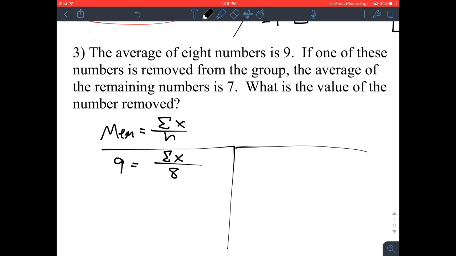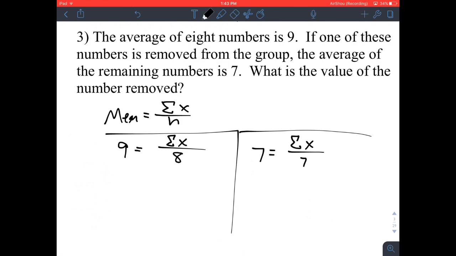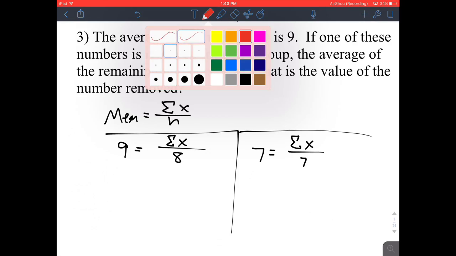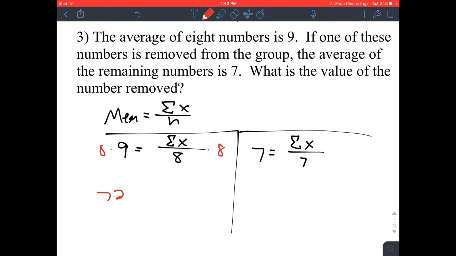So if we take a number out so that we only have 7 numbers, the average is 7, and we don't know what that sum is still. So what we can do is we can take this first equation we have, multiply both sides by 8, and we get 72 as the sum. We have all 8 numbers, the sum is 72. If we do the same thing for this other one here, multiply both sides by 7, we get the sum of 7 of the numbers is 49.